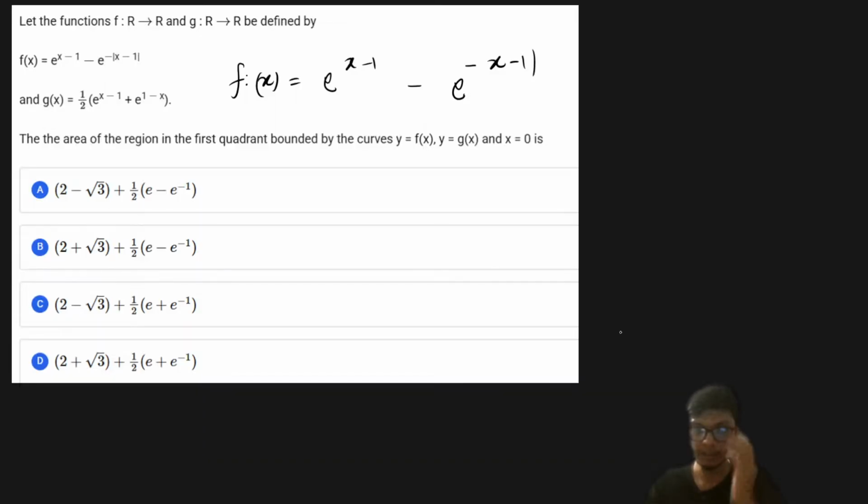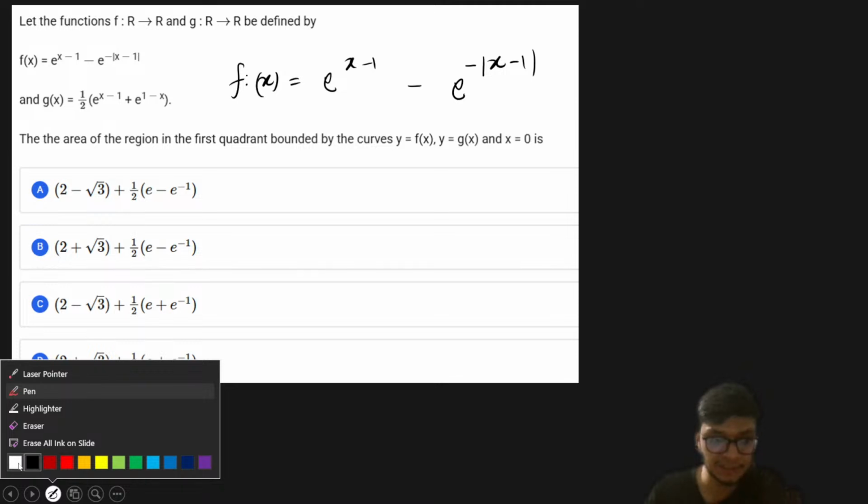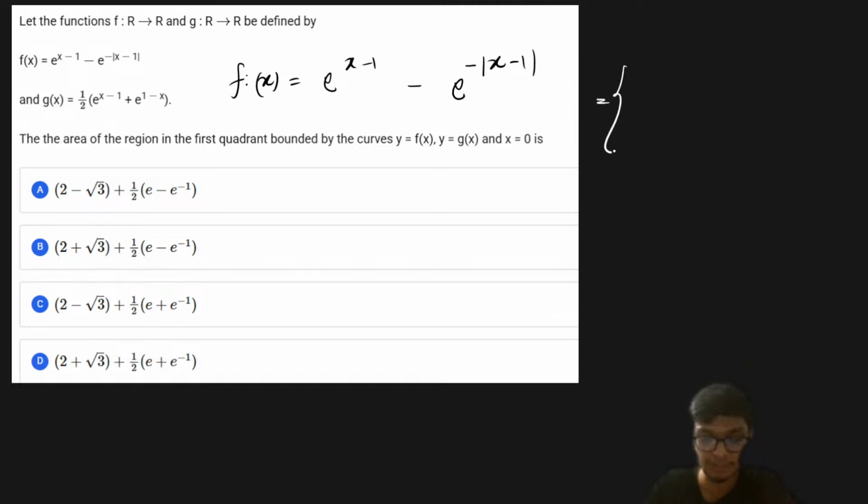Okay, so that is what the first f of x is given as, right? Now if we try to analyze, it will have multiple definitions depending upon the values of x. For values of x greater than or equal to 1, the value of f of x is going to come out as e to the power x minus 1 minus e to the power 1 minus x.